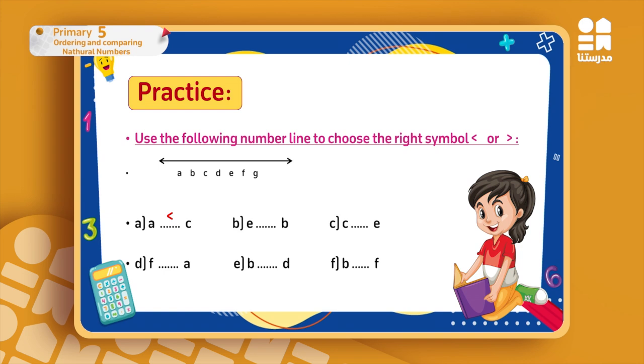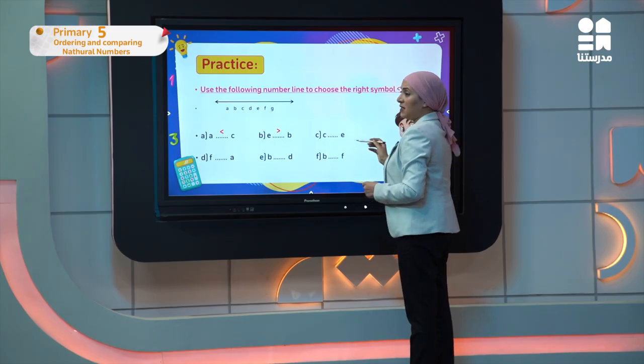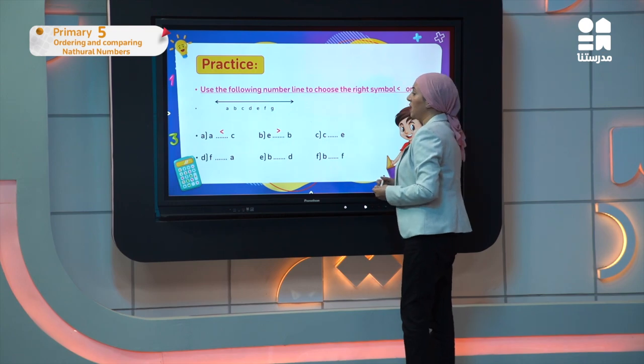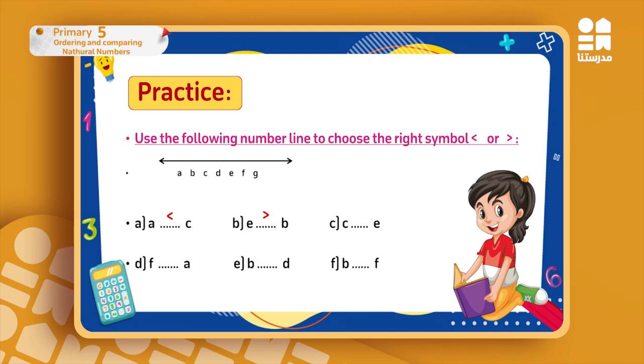E is on the right hand side of B, which means that E is bigger than B. Then I will use the bigger than sign. Now letter C. C and E, the relation between C and E. So again, I'll check my number line and I will look at the place of each one of them. And here C is on the left hand side of E, which means that the element C is smaller than the element E on my number line.